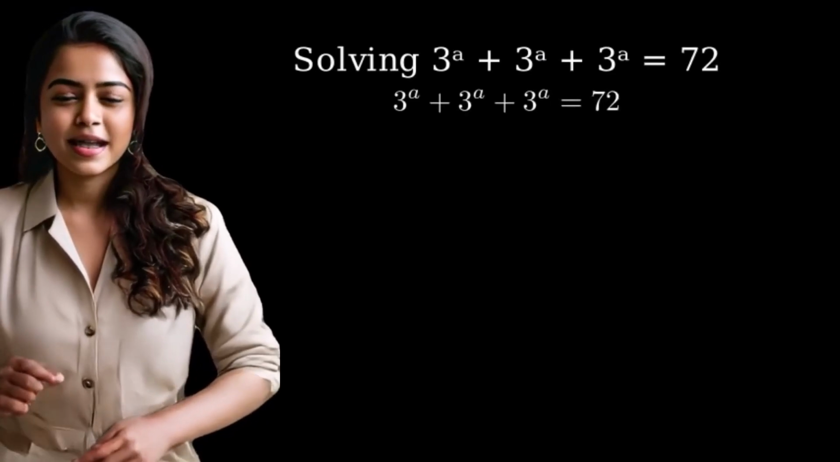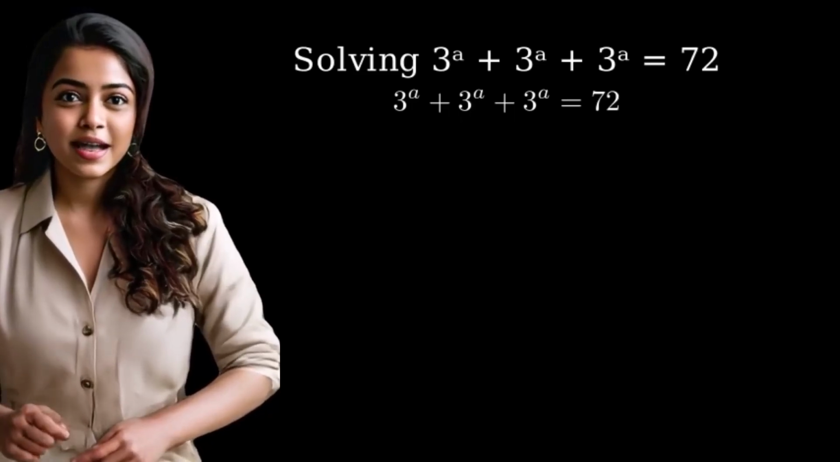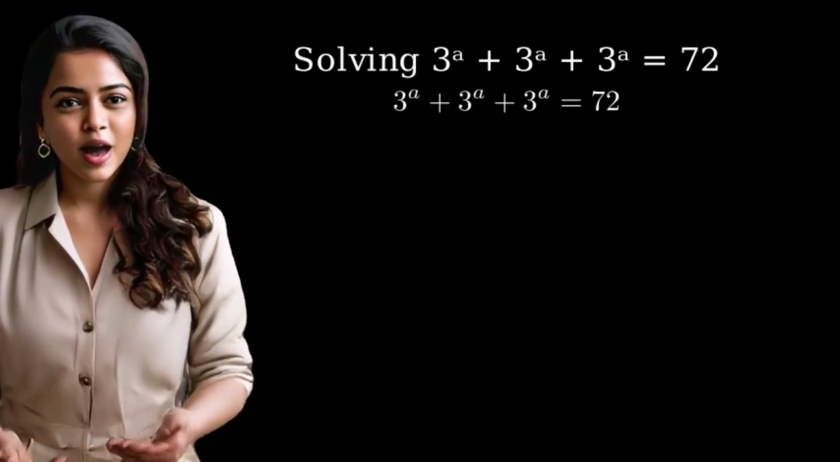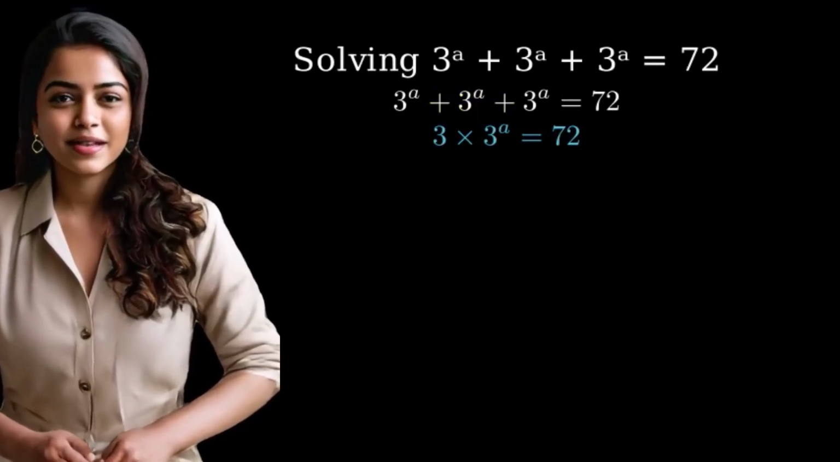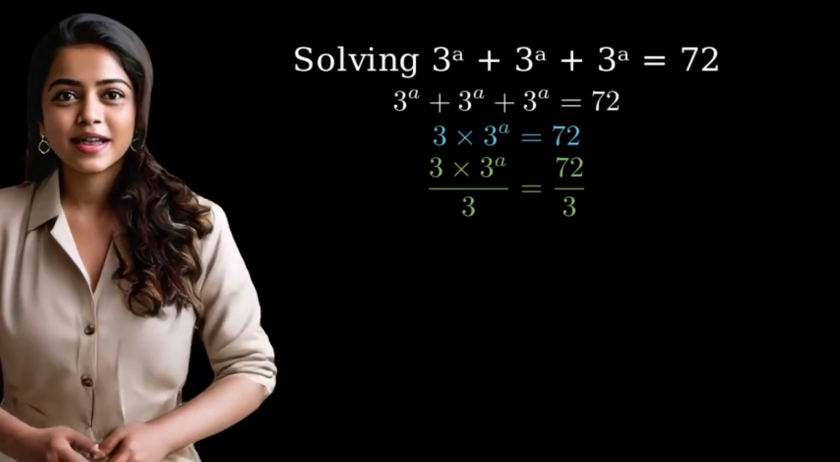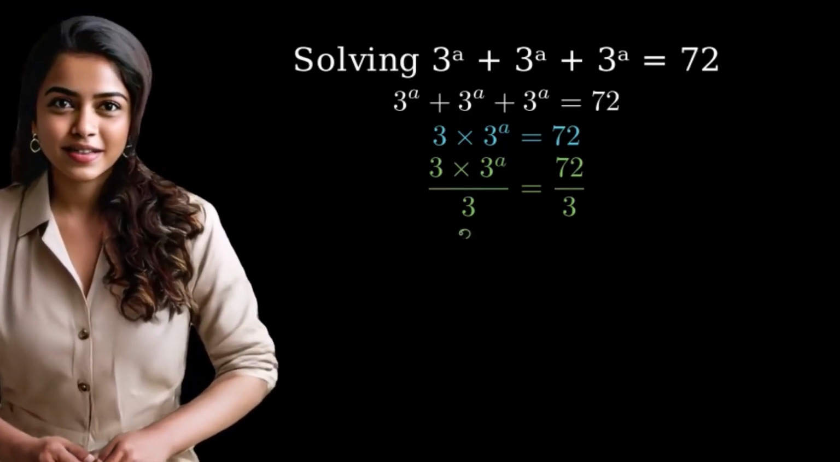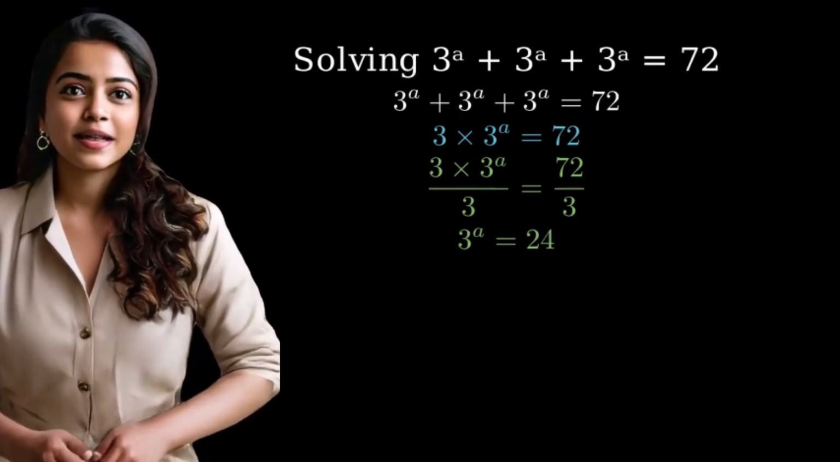Let's find the value of a step-by-step. Notice there are three identical terms here. We can rewrite the equation as 3 times 3 to the a equals 72. Divide both sides by 3 to isolate 3 to the a. This gives us 3 to the a equals 24.